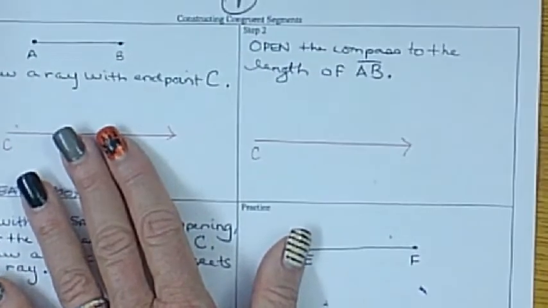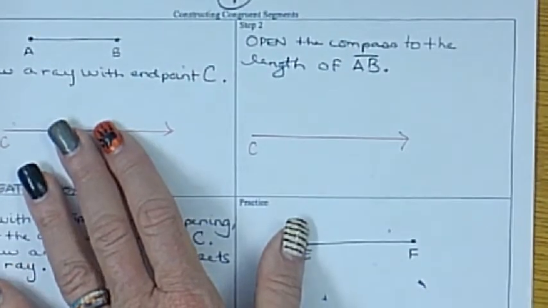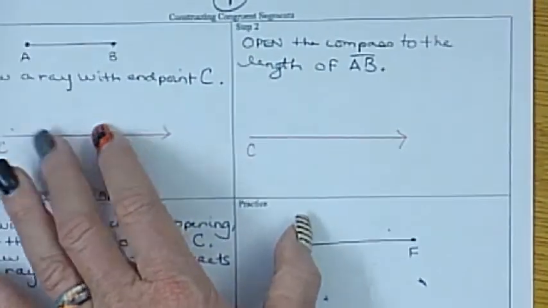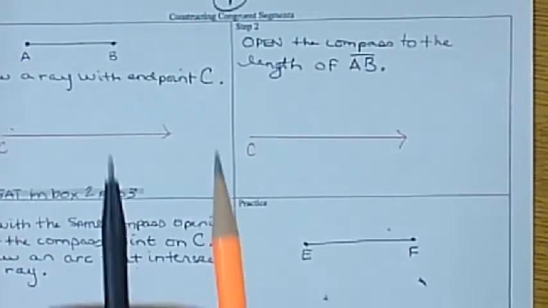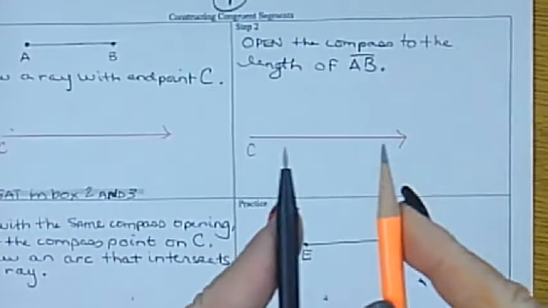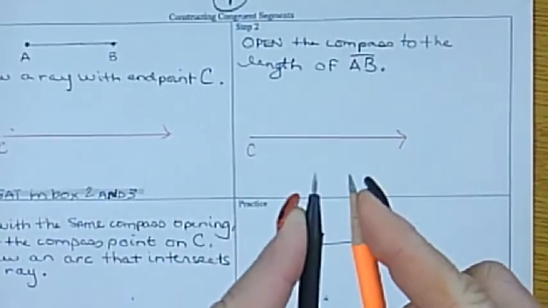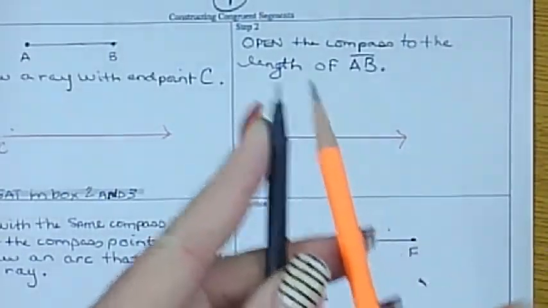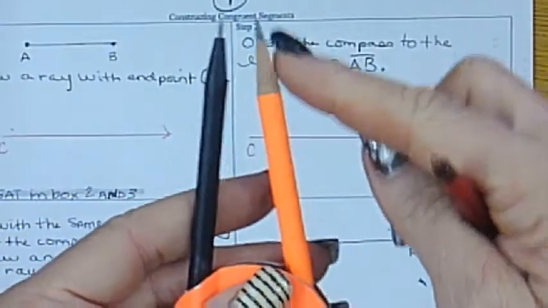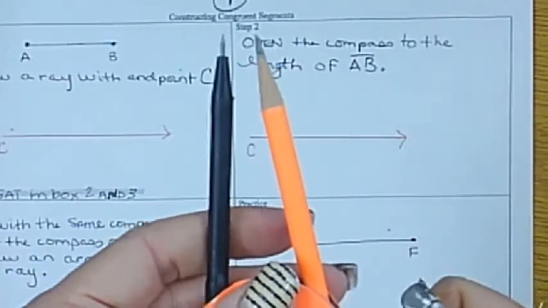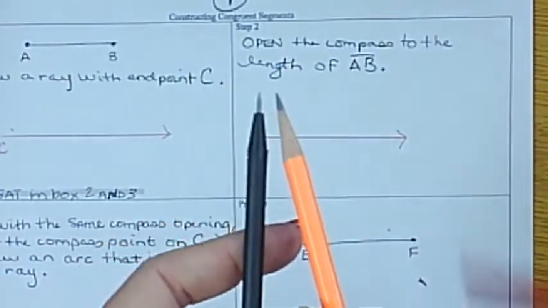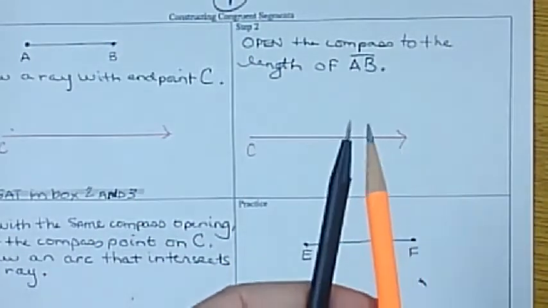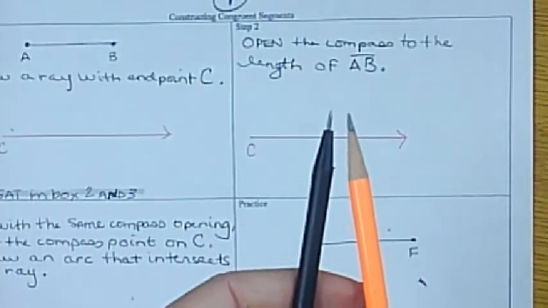Okay, so we're going to box 2, and it says open the compass to the length of AB. On your compass, one thing you need to know when you start out doing your constructions is that your point and your pencil should be pretty close to lined up. So if you get yours at the beginning of the day and your pencil's all the way up here, you need to rearrange. Try to get your pencil and your point to be close, because it's going to help you with constructions and getting them more exact.